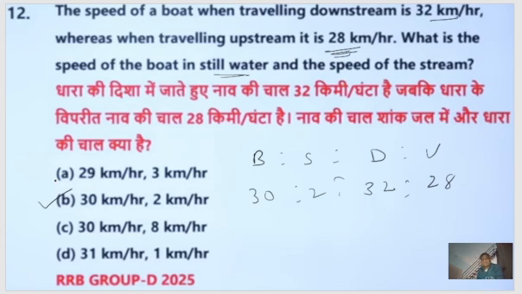I think all questions are clear to everyone. All these questions were recently asked in government examinations as well as placement examinations.